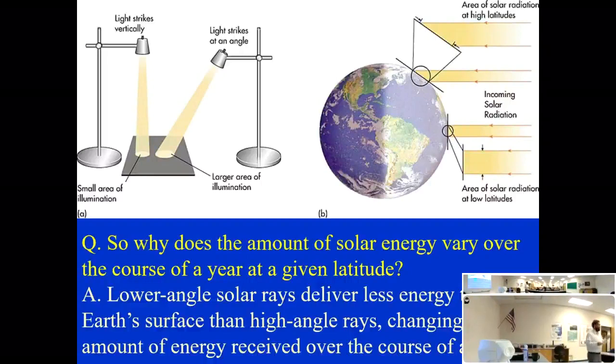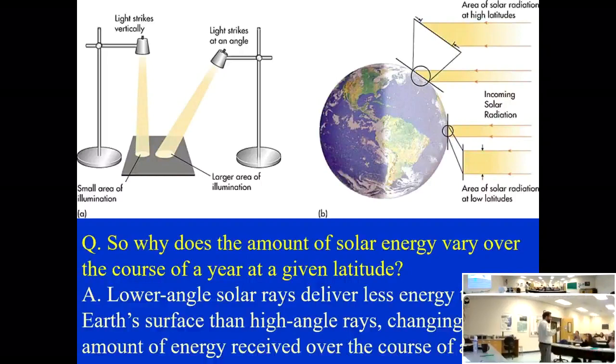So I mean, it's true. You are maybe a little bit closer to the sun if you're at the equator. But you have to remember that you're maybe 100 kilometers closer, and the sun is like 150 million kilometers away. So it's not really that big of a deal that you're that much closer.